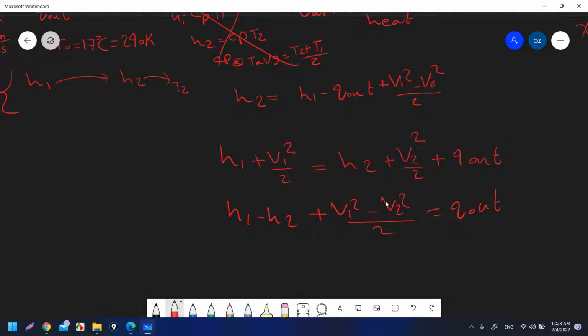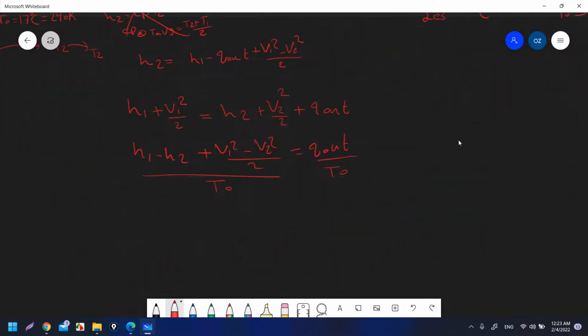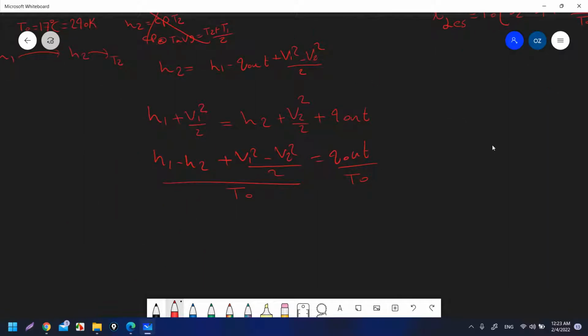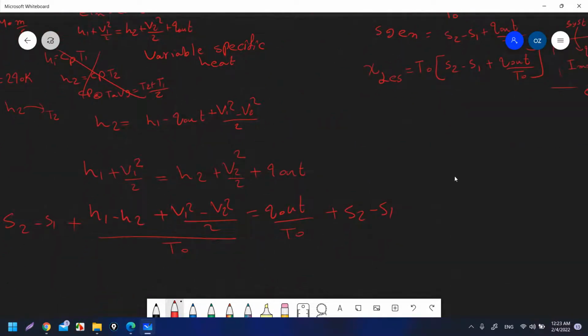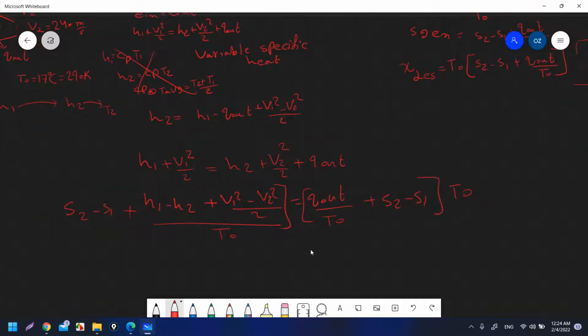And I said I want to divide the whole equation by T naught, so I can get similar to this equation. And then I want to add S2 minus S1, and here I add plus S2 minus S1. I want to get similar to this equation. And then I will multiply by T naught for the whole equation.